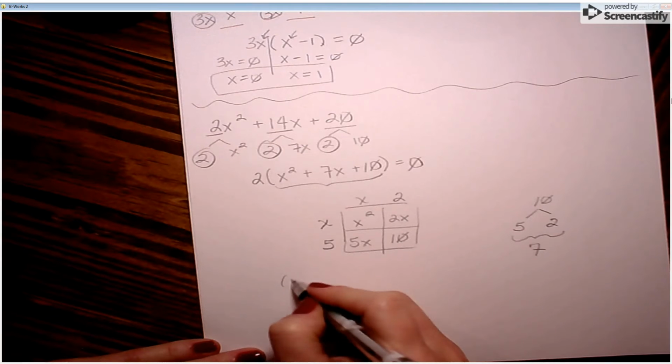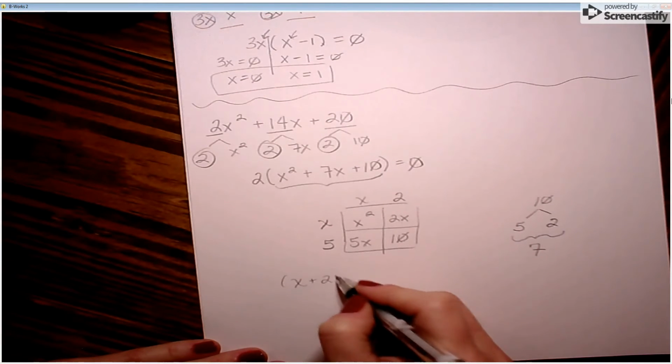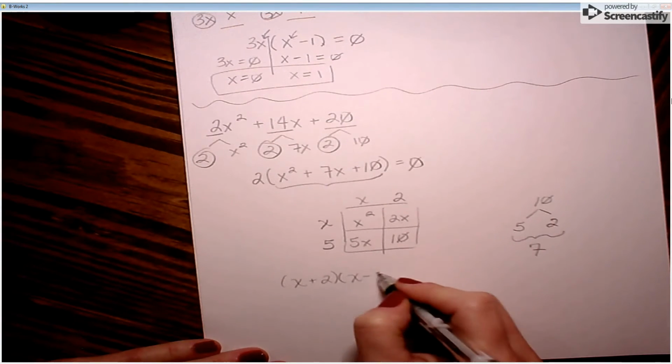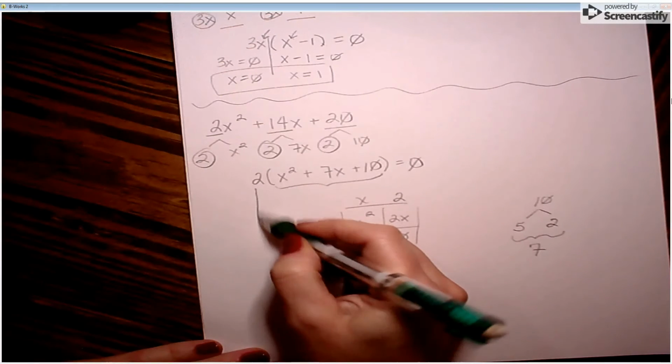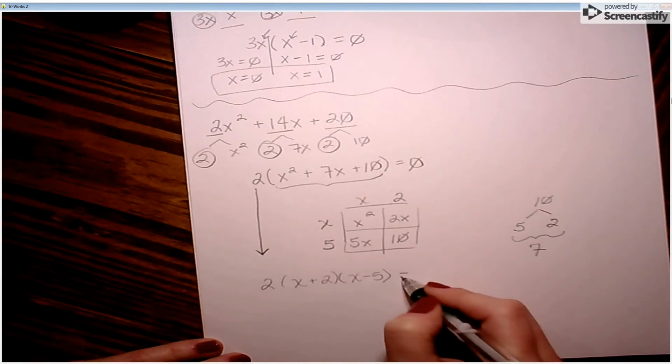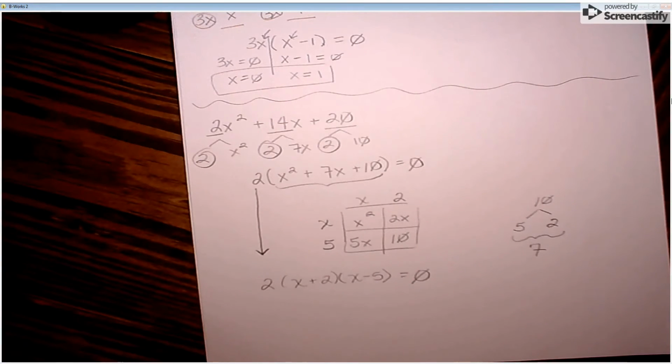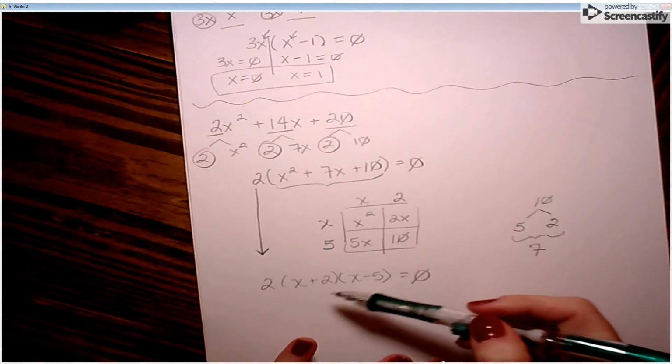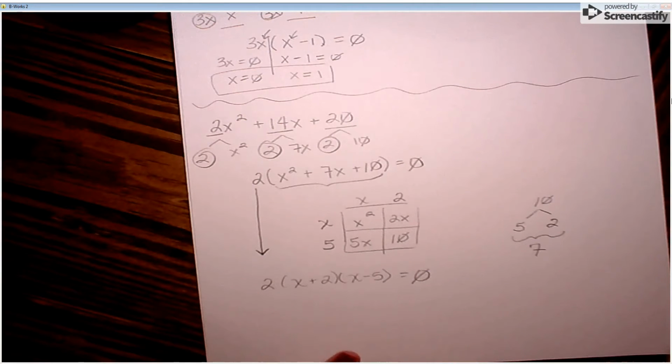So my factors are x plus 2, x plus 5, and I have to bring back the 2 from the beginning that I factored out. Set that whole thing equal to 0. So now my mission is to take each of these terms and determine what x value would make that term equal 0.